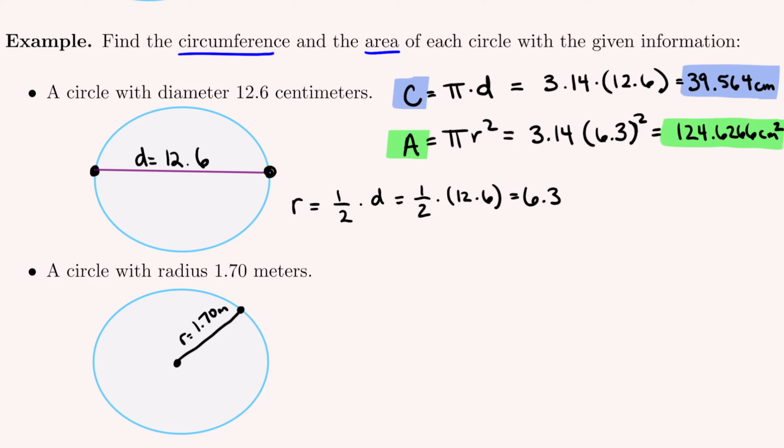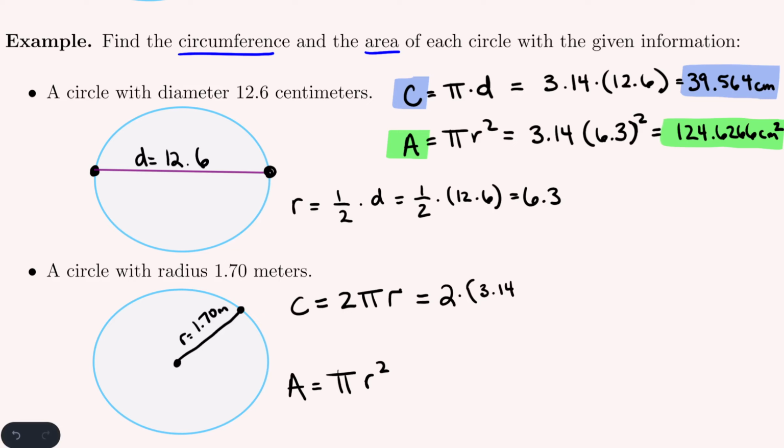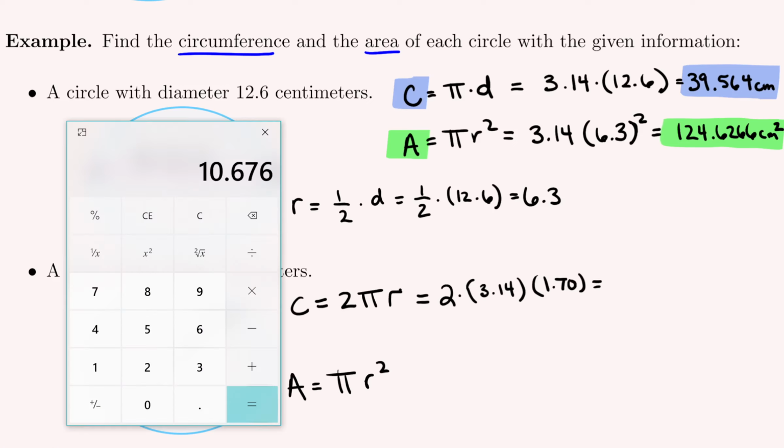Let's write down our formulas. We know circumference, when we're given the radius, we should use the 2 pi r version of circumference. It is equivalent to pi times diameter because 2 times the radius is the diameter. We also have our area formula, pi r squared. And in this case, unlike our last example, we don't have to solve to find the radius. We are already given that at the beginning. So we can plug into the formulas 2, use the rounded version of pi, 3.14, times 1.7. Typing this into the calculator, we get the circumference is 10.676 meters.